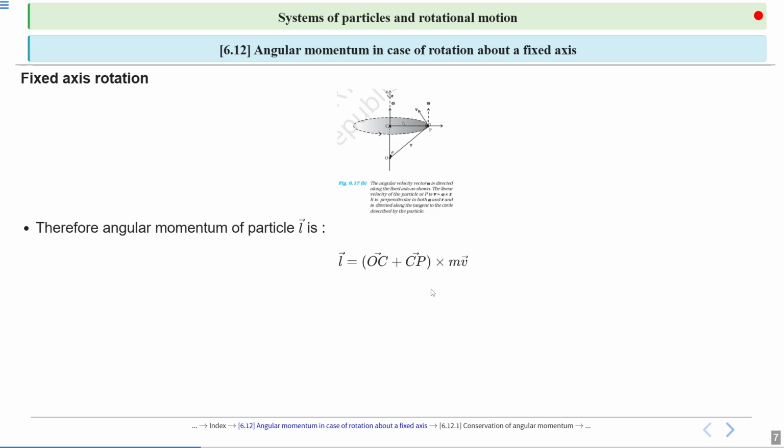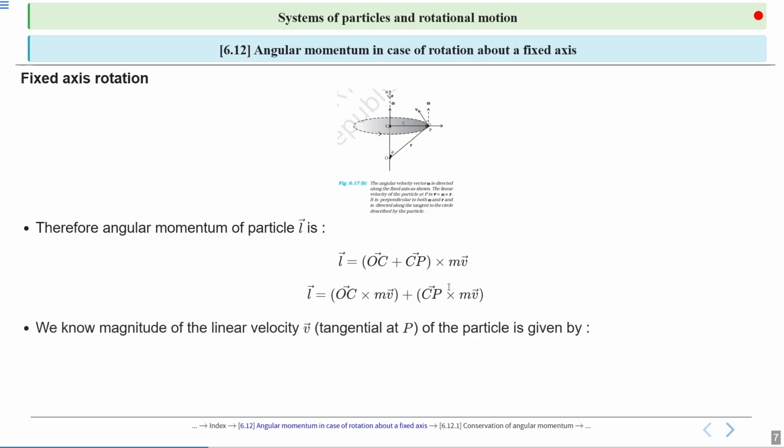All right. Now solving this, you will get L is equal to OC vector cross mv plus CP vector cross mv. This is simple mathematical terms. We know the magnitude of the linear velocity, that is v, and here v is tangential at point P of the particle. So v is equal to omega r perpendicular. Here CP is the r perpendicular.